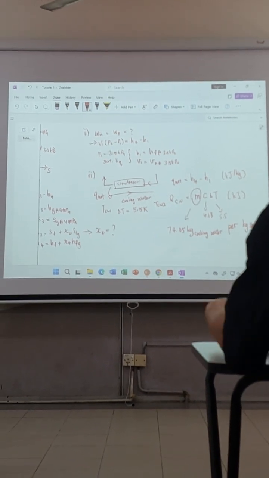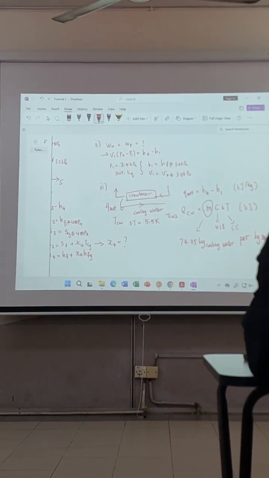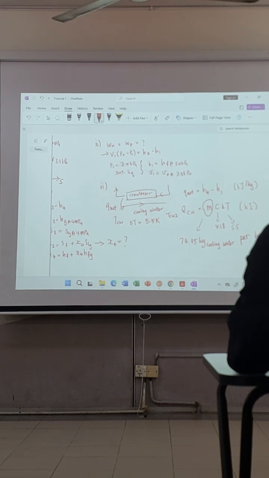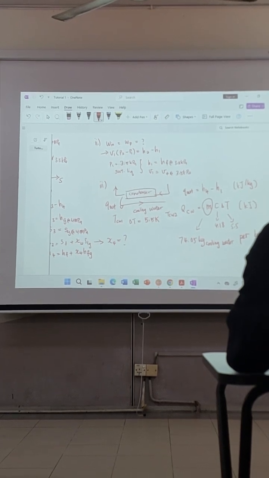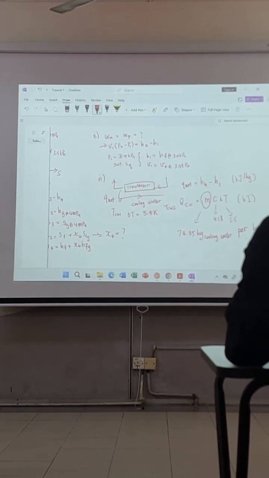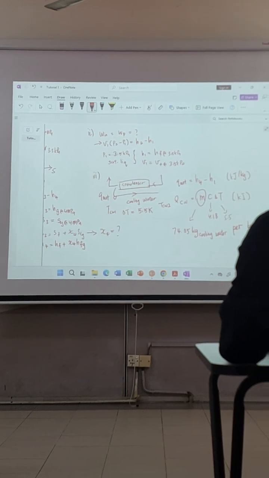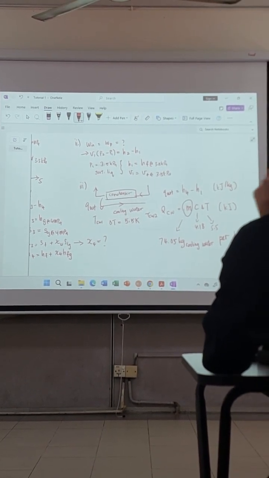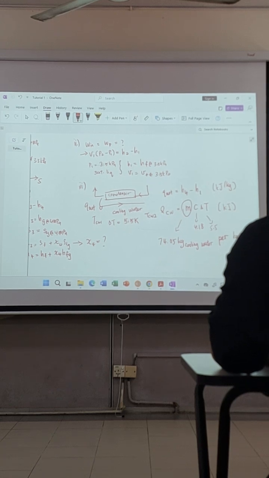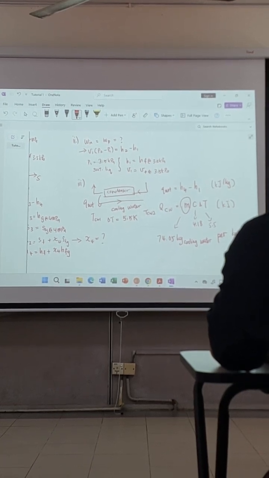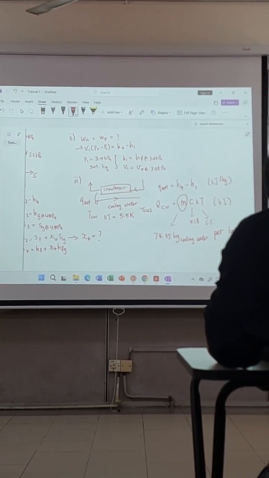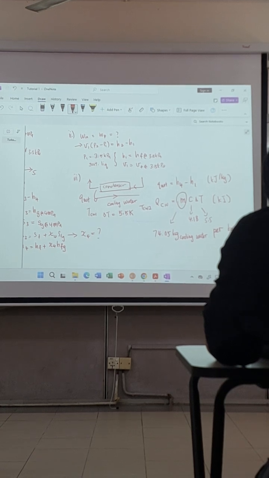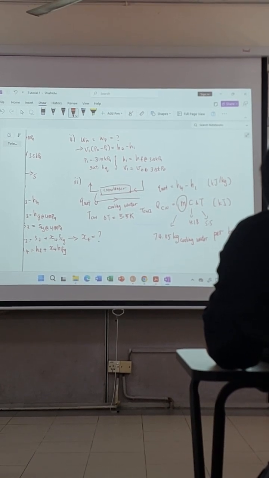So even though the unit is slightly different, if it is a bit harder to understand, you can also use Q out equals m(h4 minus h1) with m equal to 1 kg. The meaning is the same because you are still calculating for 1 kg. Everyone there?